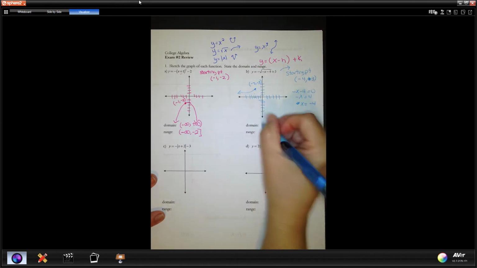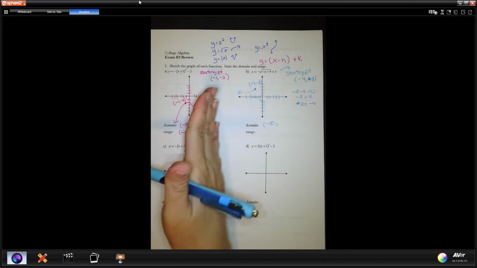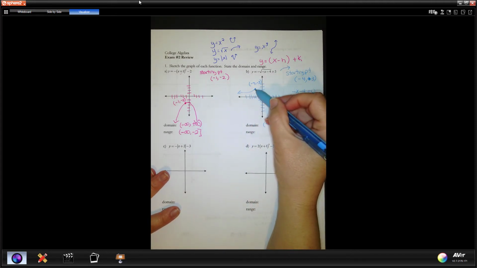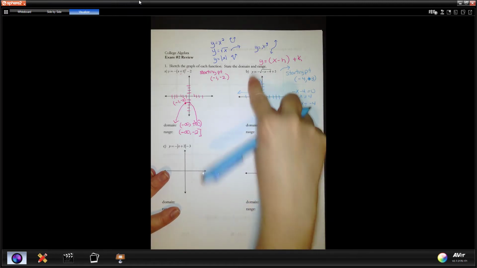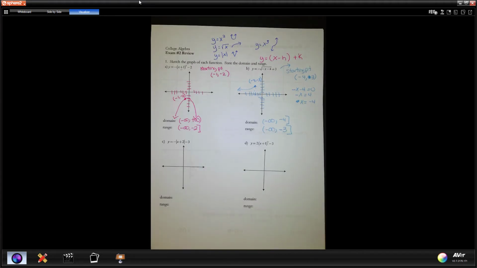For our domain, left to right, we are going to go from -infinity, and then I want to know the furthest most x value. Left to right, our furthest most x value is -4, and it's included. Bottom to top, we're going from -infinity, and then we stop at the uppermost y value, which happens to be 3.